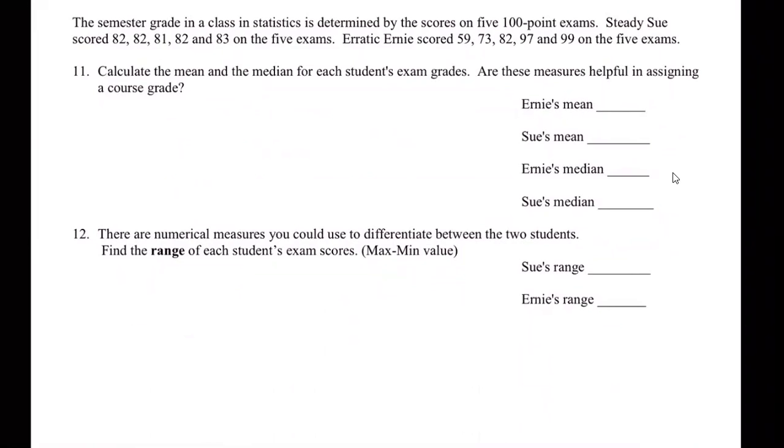Either way is good. The semester grade in a class in stats is determined by the scores on 5 100-point exams. Steady Sue scored these scores, which are all around 82. And Erratic Ernie got those scores, which are all pretty similar also. So that was on 5 exams.